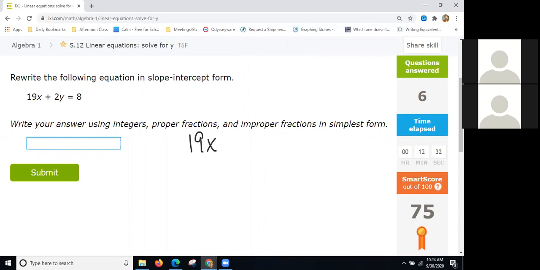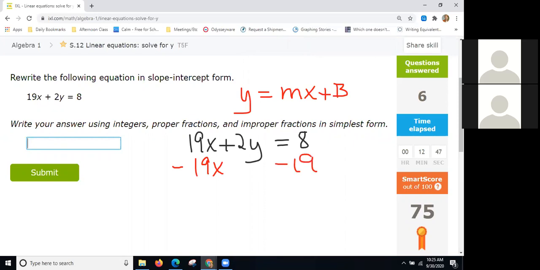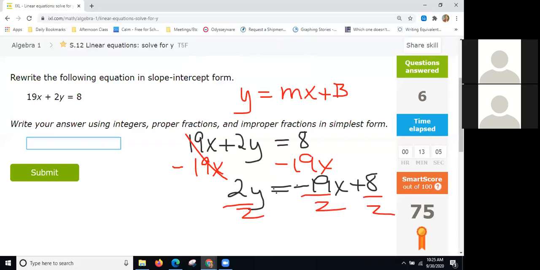So just think you would want to get the y by itself. So in this case, I would get rid of these x's. They're not supposed to be there because I'm trying to put it in this format. So if the x's can't stay on the left, I'm going to subtract them on both sides. Equals negative 19x plus 8. And then everything would get divided by 2 because I'm supposed to get the y by itself. And then I would have y is equal to negative 19 over 2x plus 4.